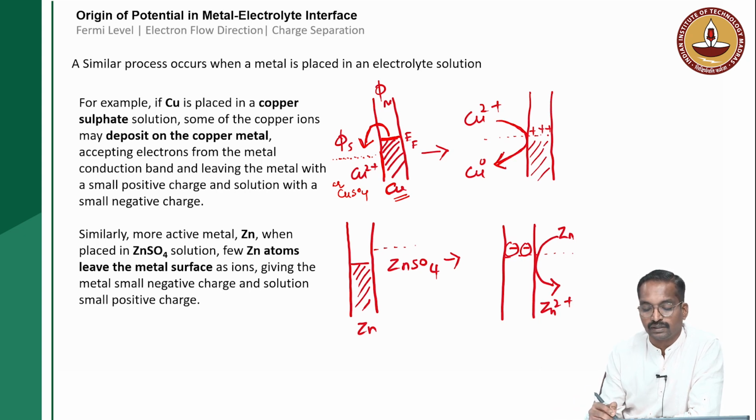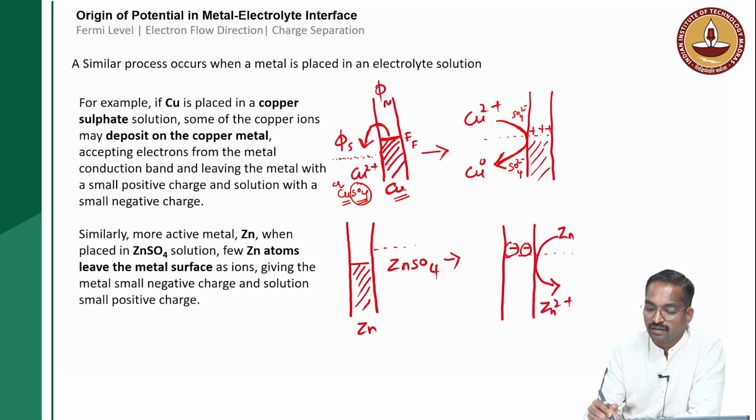During this process the counter ion of this copper is sulphate. So, there will be an excess of sulphate in the solution very near to the electrode, because the copper 2 plus is reduced to copper 0. So, the anion of it is in the solution now. And since some electrons are taken away, the electrode will be positively charged. So, you kind of create a double layer.